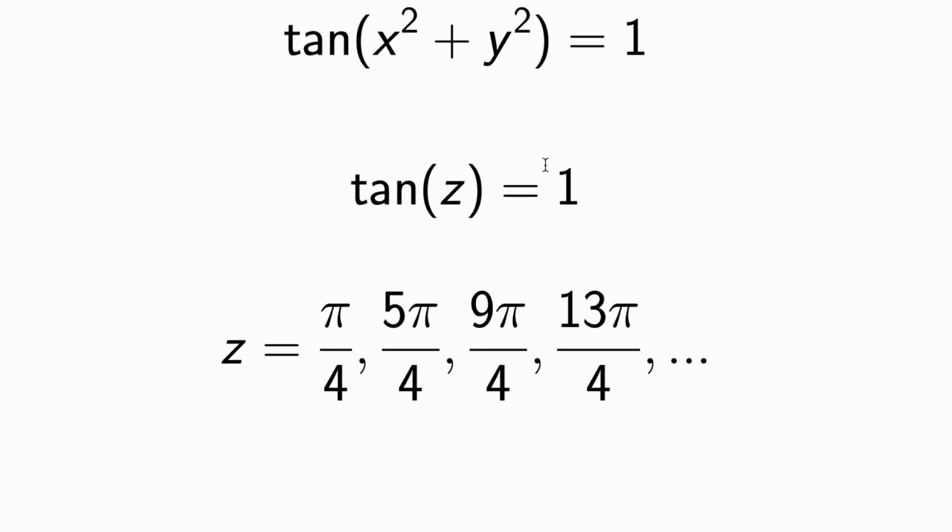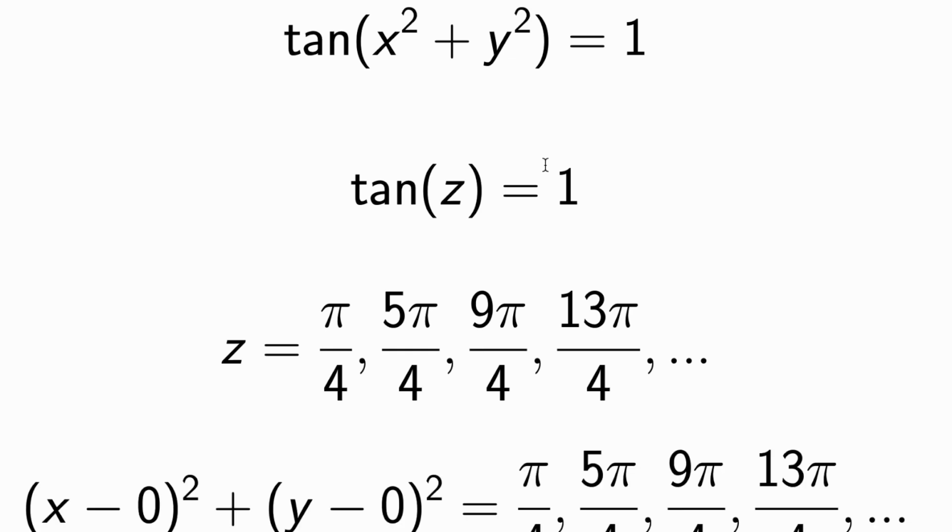So then, since I did this in radians, we know that z is pi over 4, 5 pi over 4, 9 pi over 4, 13 pi over 4, and so on, because every 2 pi, it's the same value of tan of z. So then, x minus 0 squared plus y minus 0 squared is equal to one of those values, because we know that x squared plus y squared must equal z, which is one of these values.